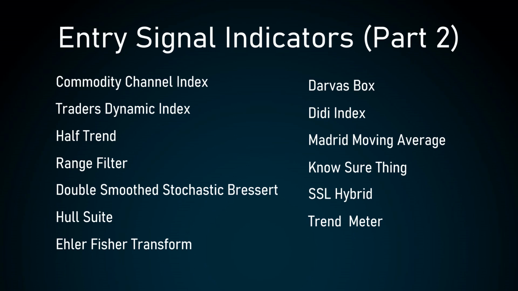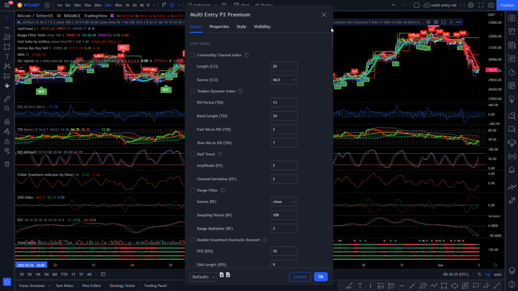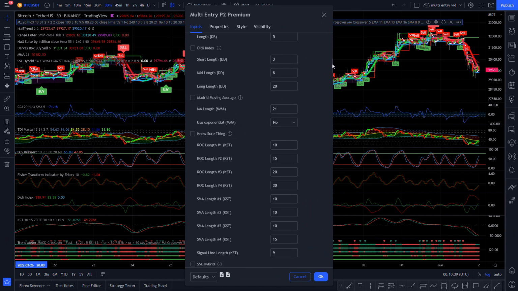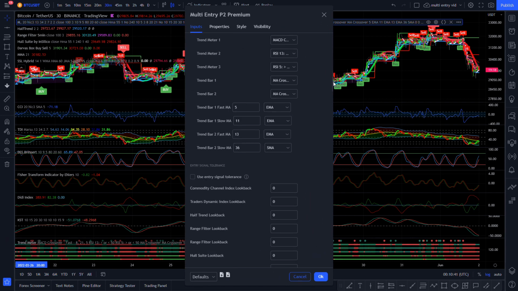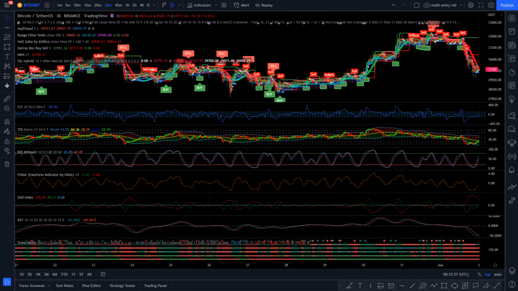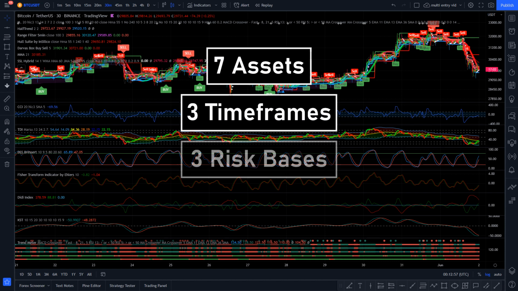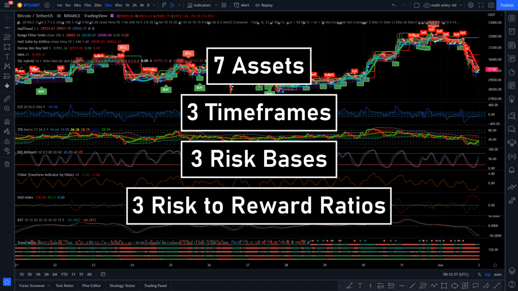To make the comparison easier, I asked David, our PineScript Coder, to make a strategy script just like what you have seen in the first part. This way we can test out how each entry signal performs with just a few clicks. To make the comparison as fair as possible, we are going to backtest all the 13 entry signal indicators separately on 7 different assets, 3 timeframes, with 3 different risk bases and 3 different risk-to-reward ratios.